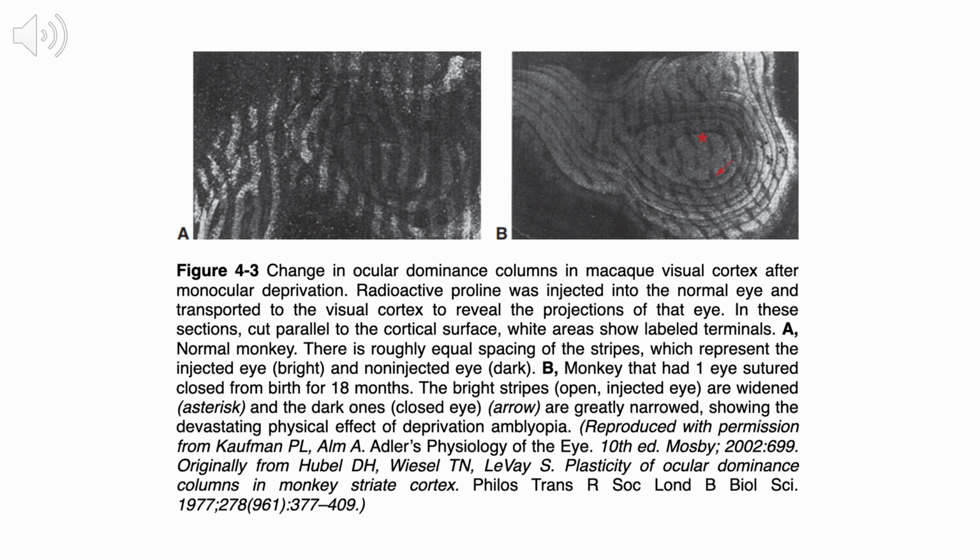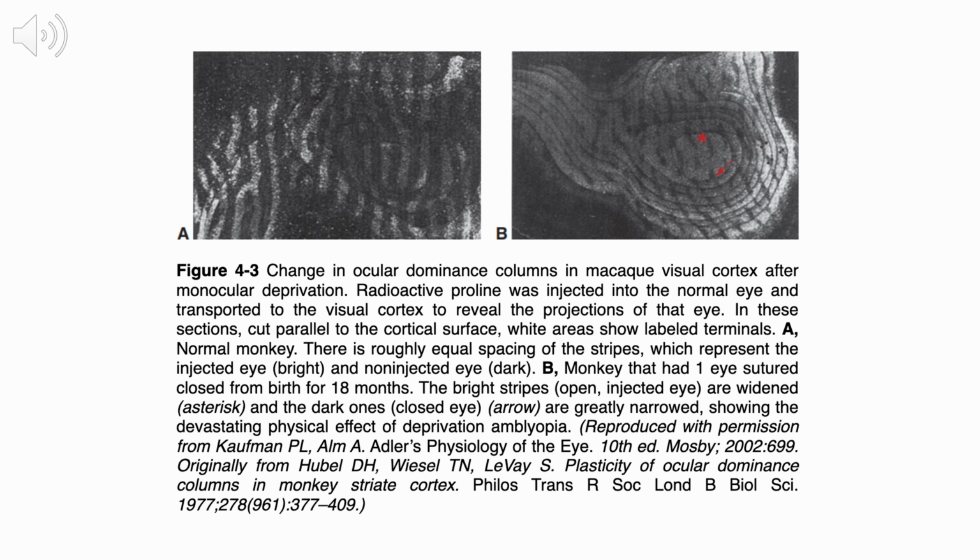This slide gives you visual proof of what we've been talking about, and it's one of the most important experiments in visual neuroscience. These images show the visual cortex of monkeys, specifically the ocular dominance columns. Think of them as stripes in the brain, where input from the left eye and right eye normally take turns. In a healthy system, those stripes are about the same width, meaning both eyes get equal representation in the cortex. In the image on the left, that's exactly what you see. The monkey had normal vision in both eyes, so the stripes from each eye are evenly spaced and balanced.